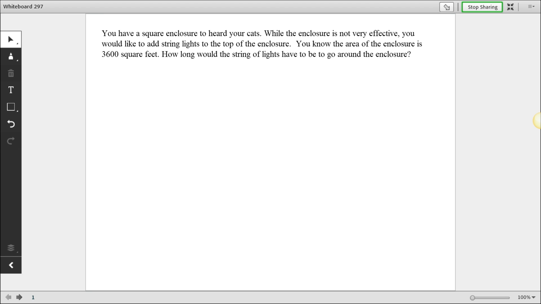This is Mr. Rowe. We are looking at Algebra 2A. This is Lesson 5. We're going to focus on number 8. This is the word problem with the garden.